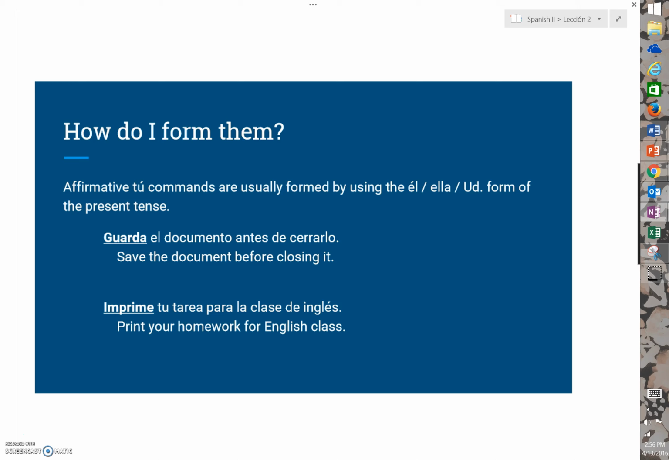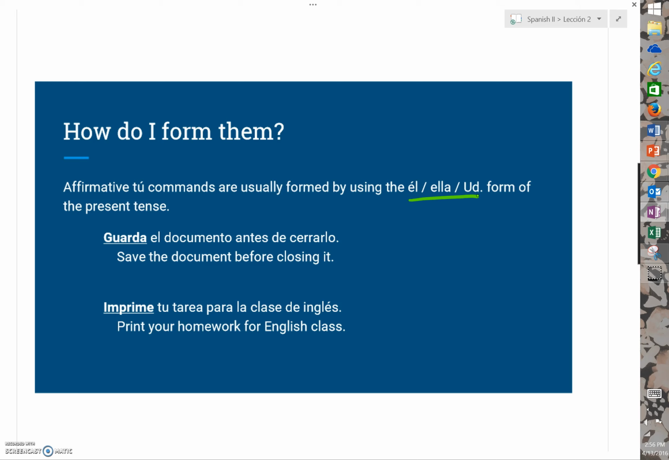How do I form familiar tú commands? Very, very easily. All you have to do is conjugate the verb to the él, ella, usted form in the present tense. That's it. To form a familiar affirmative tú command, all you do is conjugate your verb into the él, ella, usted form of the present tense.